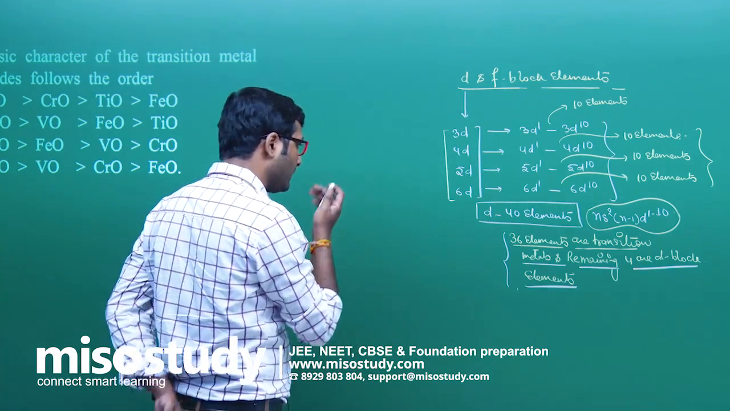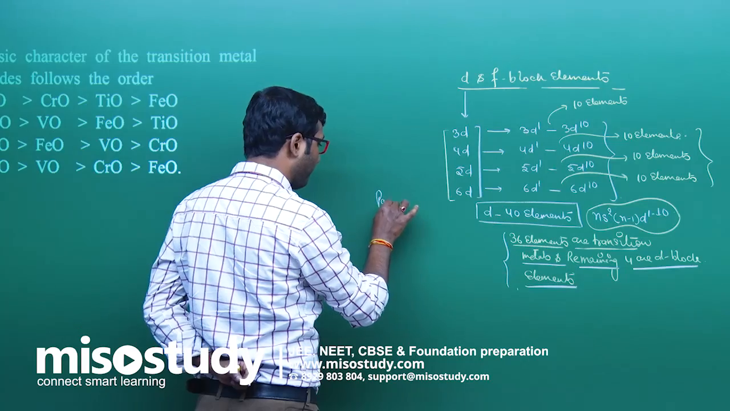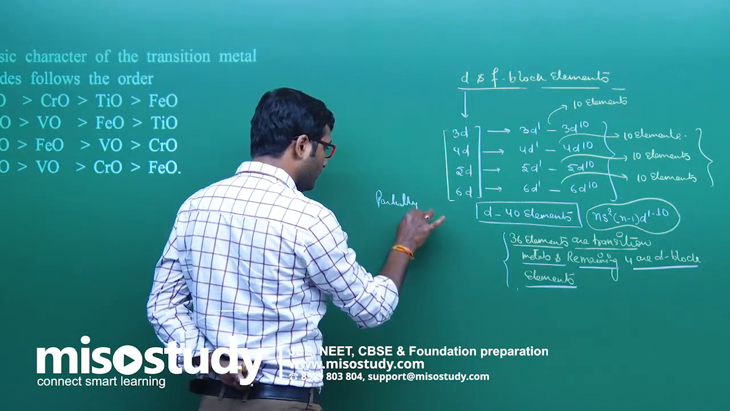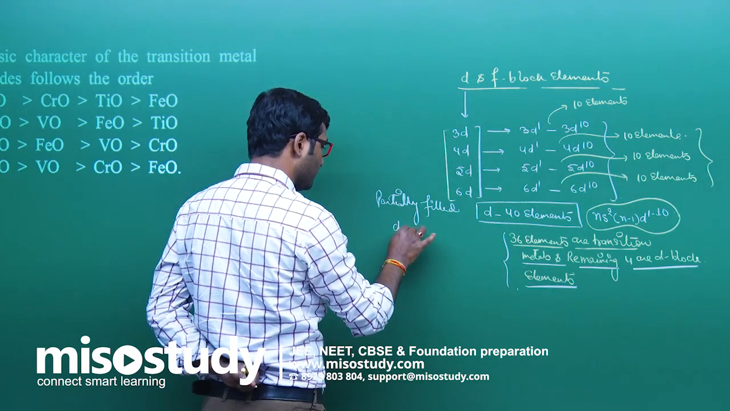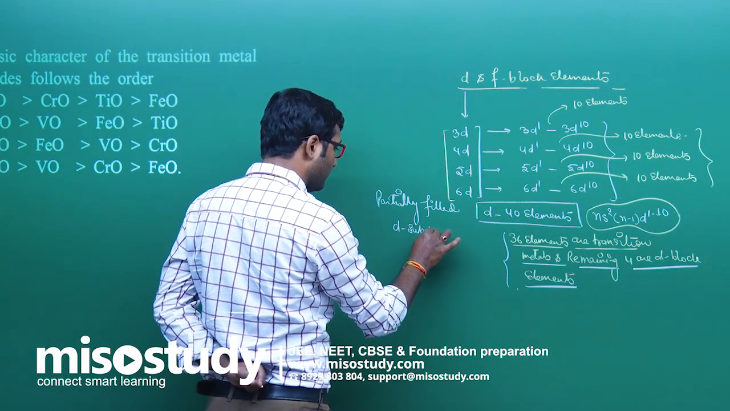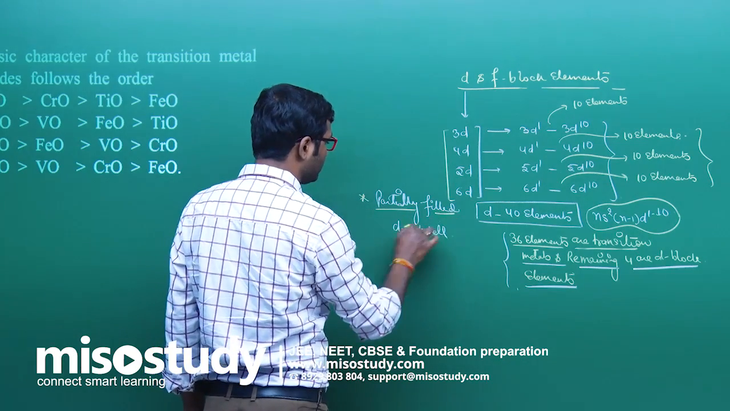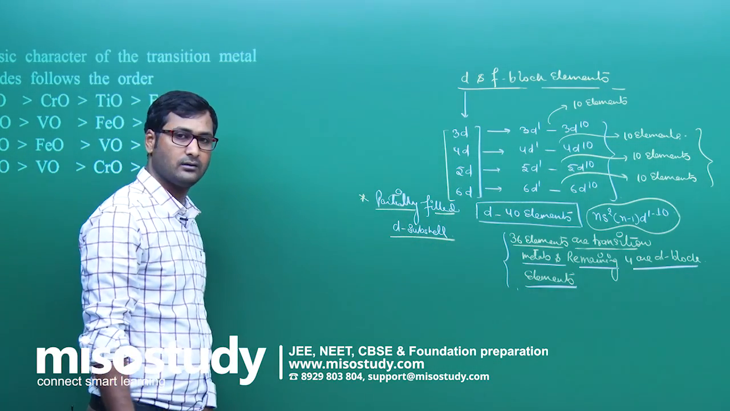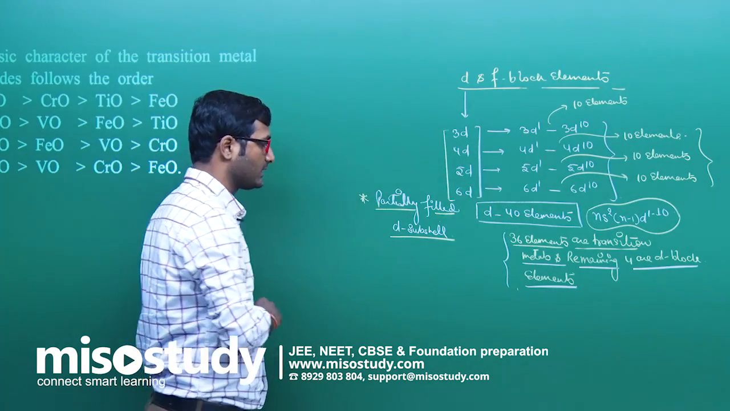Now the thing is, why transition metals? Because they have partially filled D subshell. Again I am repeating, they have partially filled D subshell. Now the thing here is they have partially filled D subshell.